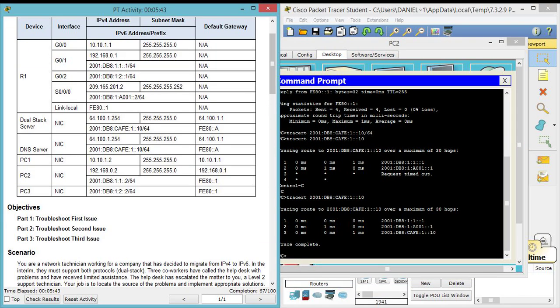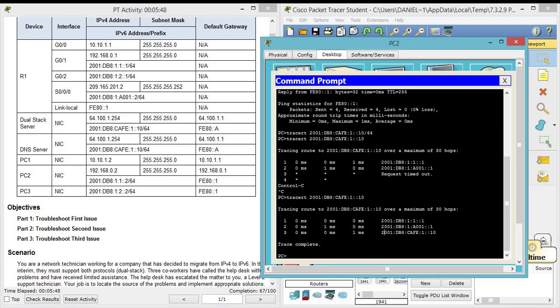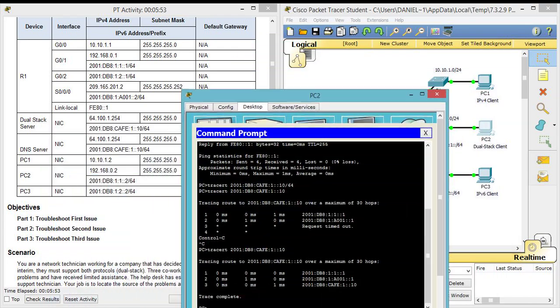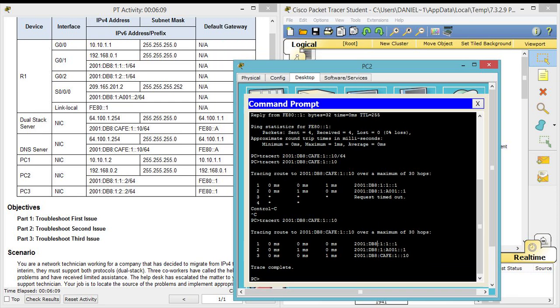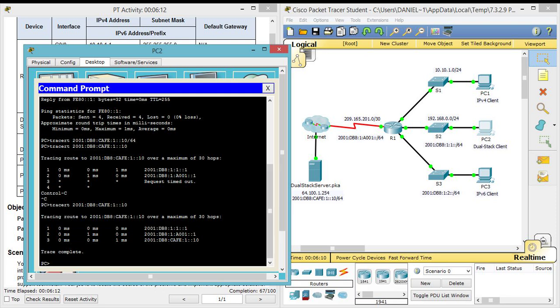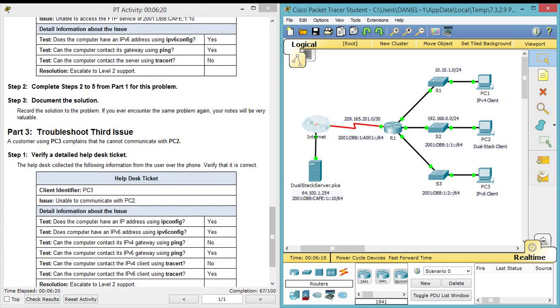Okay, so DB. Hang on a second, guys. I just want to check something out. So this was going to be PC1, I think. No, this is the Gigabit Ethernet 0/1, and then okay, that was the internet. I was kind of confused by that, but okay. PC3.